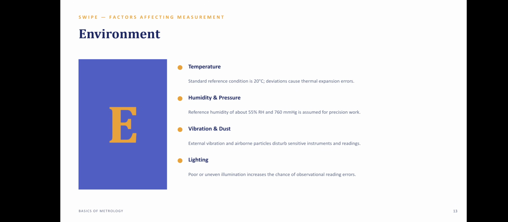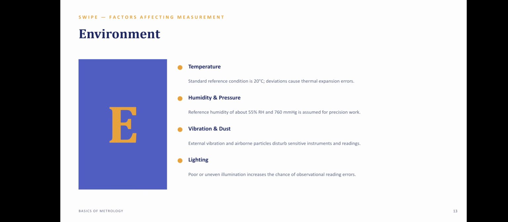The final one is environment: temperature, humidity and pressure, vibration and dust, lighting. These are the important points in the environment. The standard reference condition is 20 degrees Celsius; deviations cause thermal expansion errors. That means the temperature included in the environment of the workplace. So a skilled person needs a good environment for quality of work.